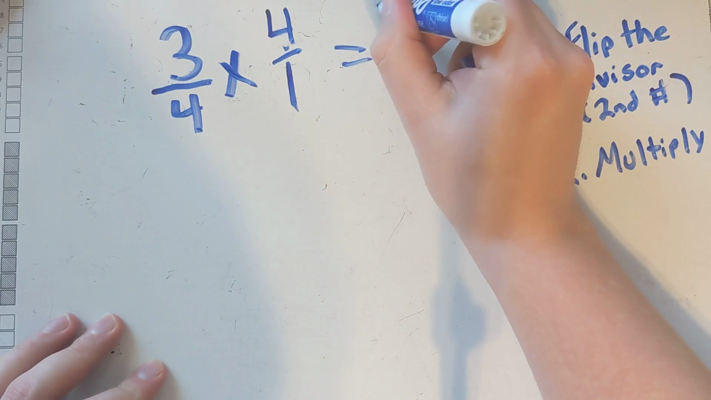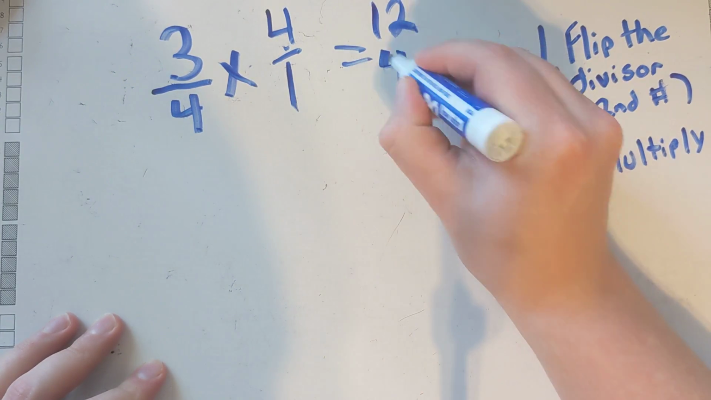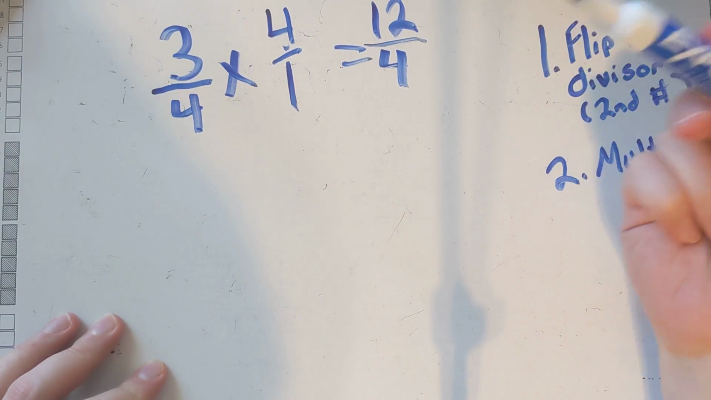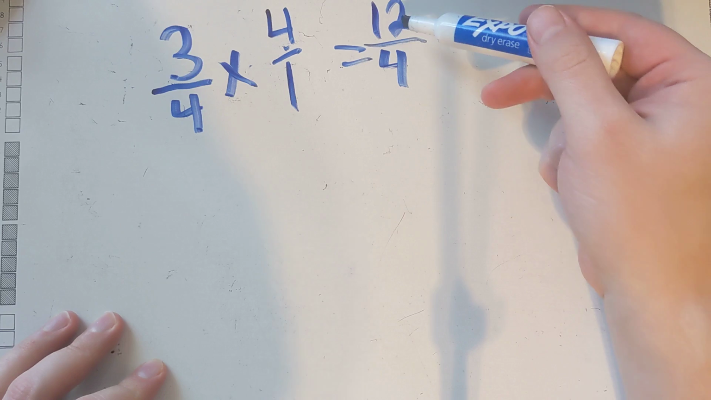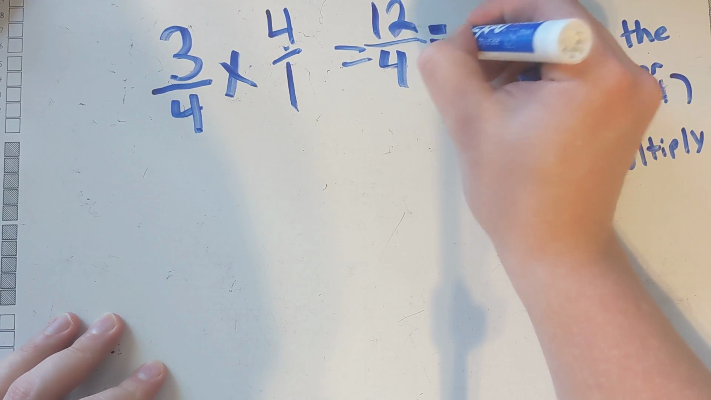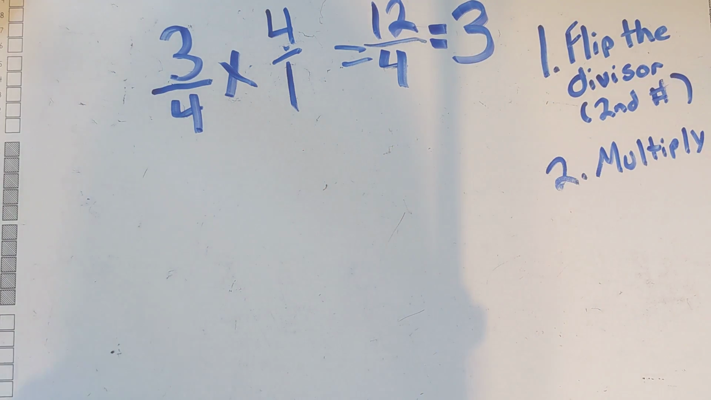3 times 4 is 12. 4 times 1 is 4. All right, 12 over 4. Remember, fractions are technically a division problem themselves. So this is the same thing as saying 12 divided by 4. 12 divided by 4 equals 3. So 3 is our answer. Hopefully this helps you out with dividing fractions.